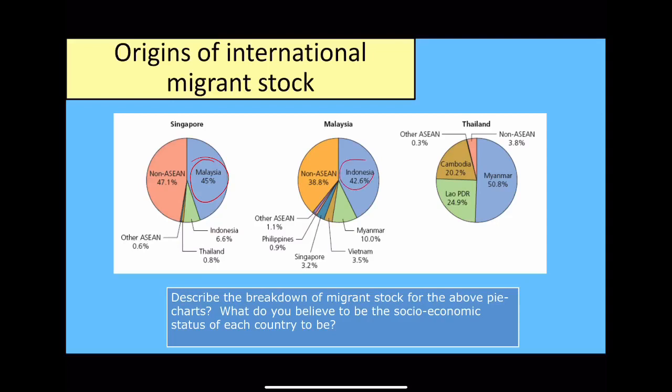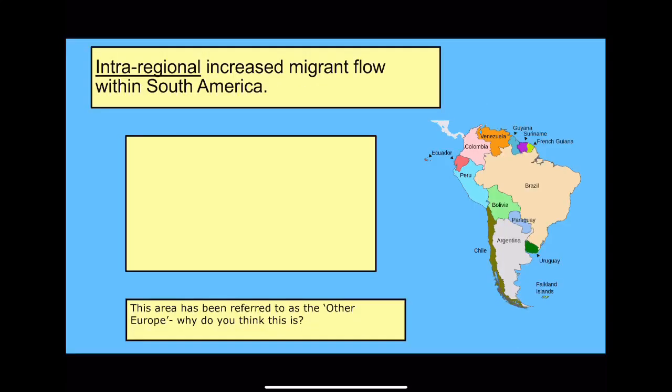So Indonesia and Malaysia are quite closely linked geographically, as are Cambodia, Laos and Myanmar linked to Thailand. So it's just easy to travel between those. Okay, so the next one we're looking at is again intra-regional. This is in South America. So we've got an area that's called the Southern Cone. This is an area of Argentina, Chile, Paraguay and Uruguay.